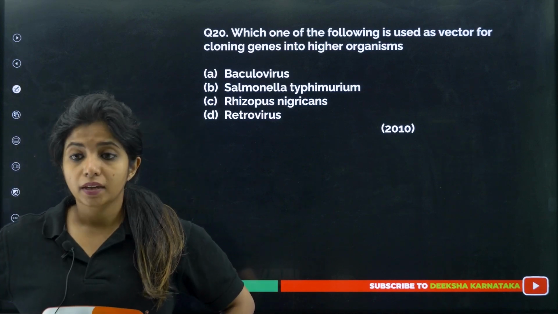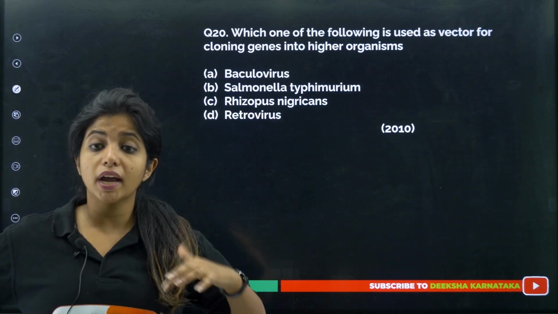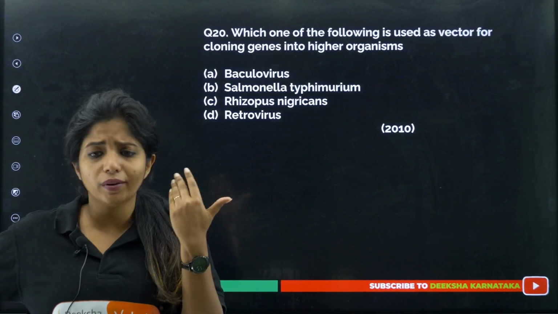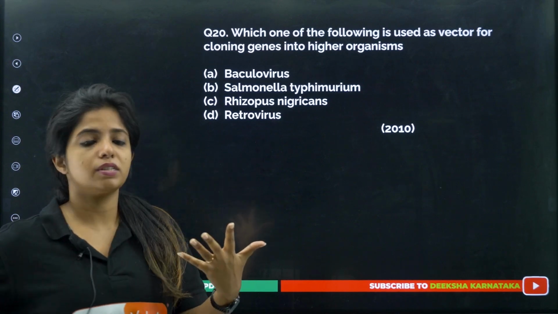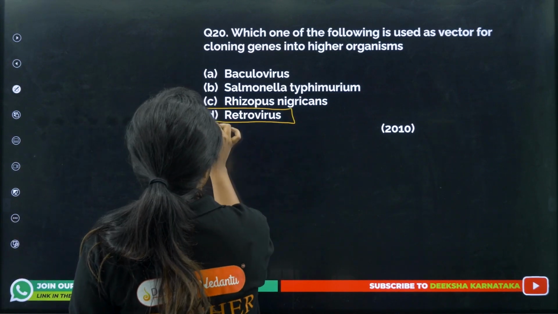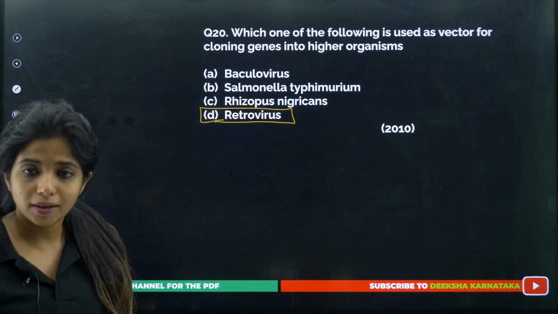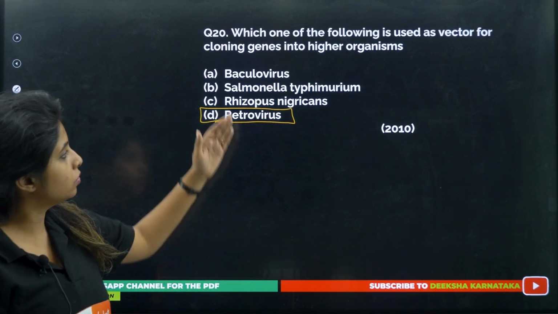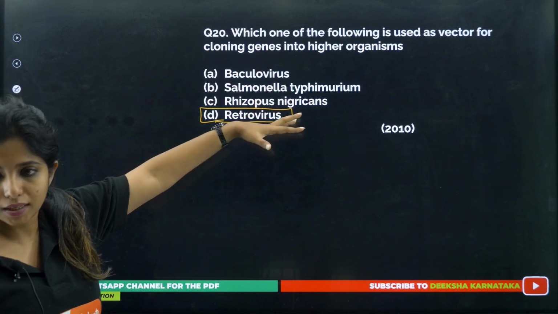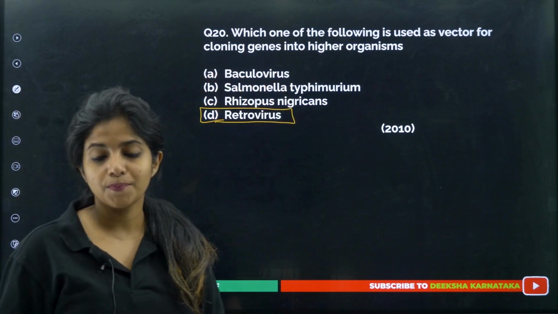Which one of them is used as a vector for cloning genes into higher organisms? Higher organisms means you're talking about animals basically, or human beings. For that you need retrovirus. We discussed this. The question is twisted again. So this becomes the correct answer. You didn't have to go through all these things. Direct retrovirus becomes the answer.